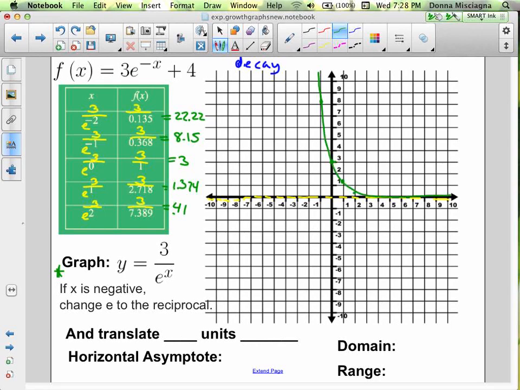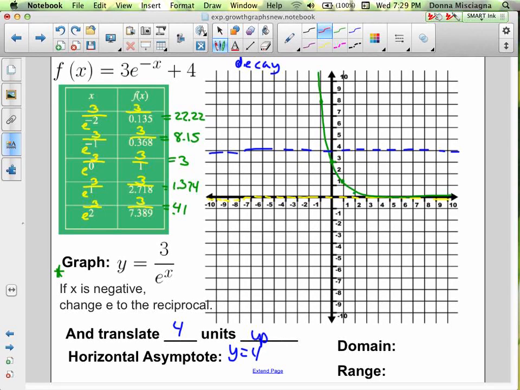And we need to graph our function that we have shown there. We need to translate that base graph 4 units up. That gives us a new horizontal asymptote of y equals 4. And then we're just going to take our points and move them 4. We'll even move this one 4.